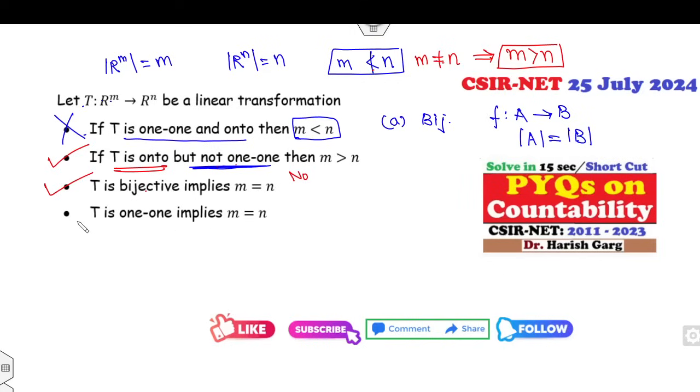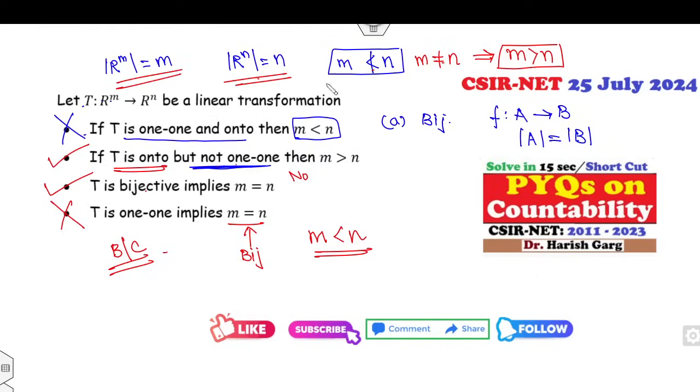T is bijective implies m and n are the same. T is 1-1 implies wrong, because this case is only for the bijective. For the 1-1, we need m to be less than n. So the right answers are B and C. If some of the options are different from the options mentioned by the students, then you can change these options and look at this concept. F is the cardinality of A and cardinality of B.